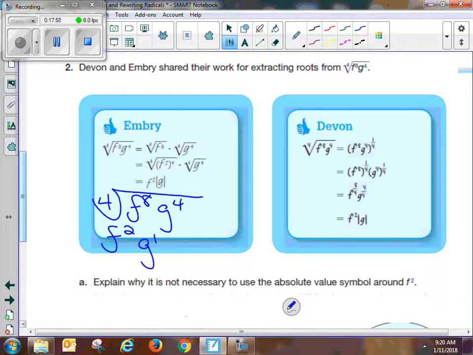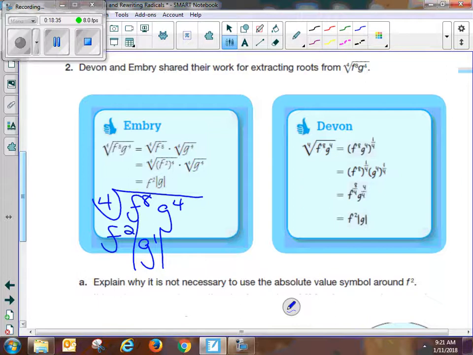Isn't this an even index? Whenever this is even, that means my domain is restricted. My values have to be greater than or equal to 0. There's a math symbol that does that for us: the absolute value bar. The absolute value bar makes a value positive. So when you restricted your domain before and it said x had to be greater than or equal to 0 because your index was even, we need to do this to the g, because we don't know the value of g. So we're going to throw bars around him. And now it's protected, and we know it's going to be positive.